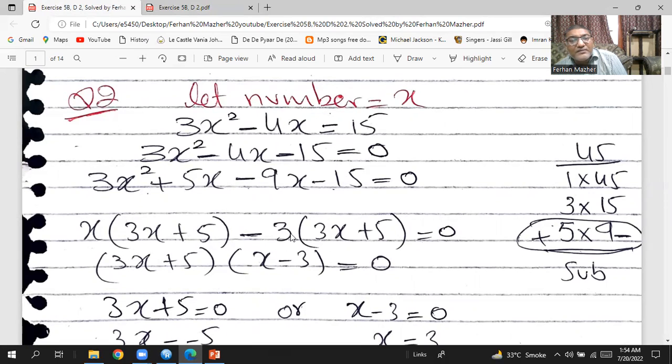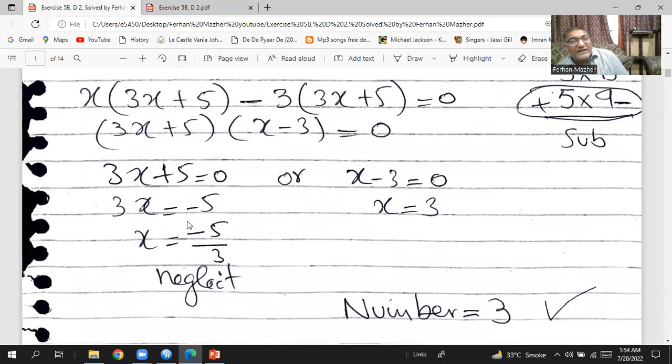Now from this term and this term, the 3x plus 5 bracket is common. From here you will have x. From here you will have minus 3, in this bracket, and that's equal to 0. Now these two brackets are multiplying with each other, and the answer is 0. So either the first bracket is 0 or the second bracket is 0. So we will make 3x plus 5 equals 0. So you will have 3x equals minus 5. So x will be equal to minus 5 by 3.